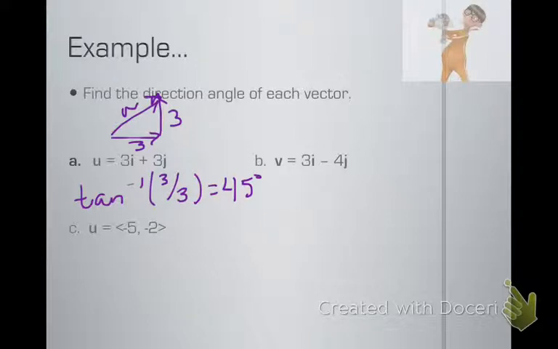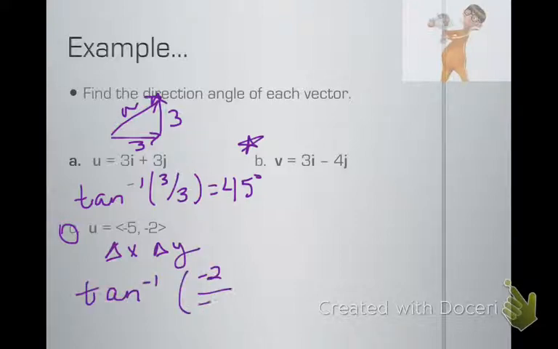I will do the other one, I'll do C, and I'm going to leave B for you. If we think of negative 5 as the delta x and negative 2 as the delta y, we need the inverse tangent of negative 2 over negative 5. And for people who are visual like me, if we start at the origin, that means we went backwards 5 and down 2. And so here's our vector. So we expect to get something over 180 degrees.